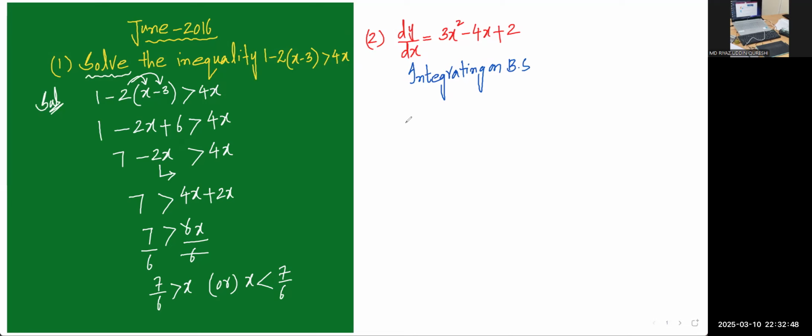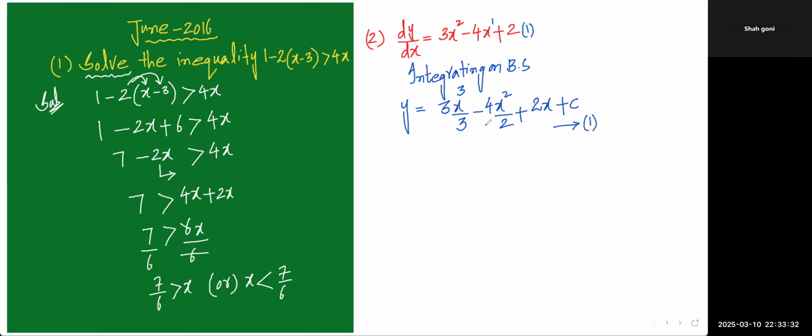We know that integration and differentiation will be cancelled. y is left here. 3 is a constant, as you know. The integration of x square, what is the formula? We raise the power: x to the power of n plus 1, by n plus 1. Minus 4 times x, here x to the power of 1 actually, if it is not given, that is raised to the power of 1 plus 1 by 1 plus 1. Plus 2 is as it is, and if nothing is there it means 1. The integration of 1 is x itself. Finally, after integrating, the rule is we have to add the constant. This is the curve equation.